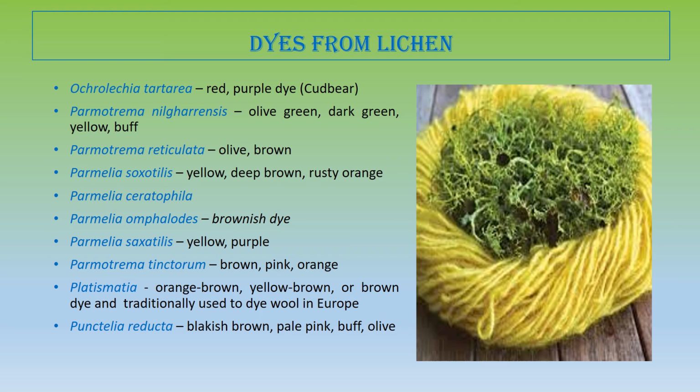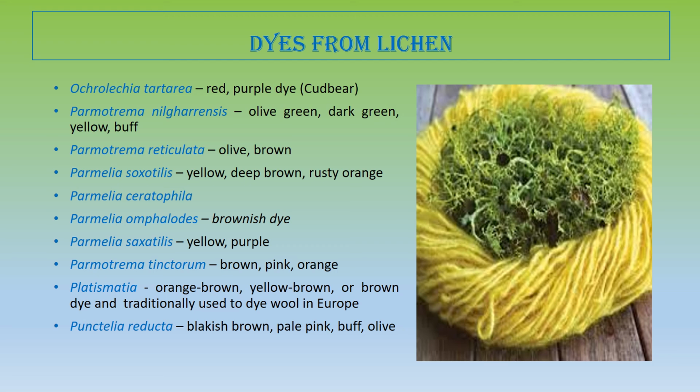Now next is Punctelia rudecta. Punctelia rudecta is called rough speckled shield lichen or speckled back shield lichen. This is a foliose lichen belonging to Parmeliaceae. And now this Punctelia rudecta gives black, brown, pink, buff, and olive, a variety of dye shades.